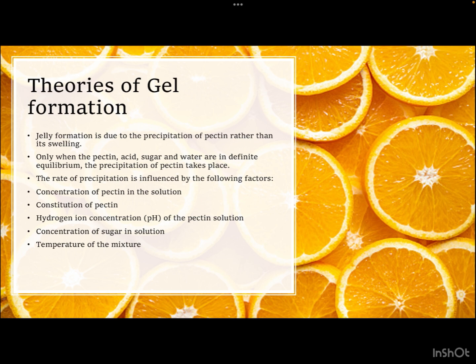The rate of precipitation or coming out of this polysaccharide is influenced by the following factors: concentration of the pectin in the solution, constitution of pectin. Now, by constitution, I mean the chemical composition of pectin, whether it is high methoxy or low methoxy. Hydrogen ion concentration, that is the pH of the pectin solution. Concentration of sugar in the solution. And lastly, the temperature of the mixture.